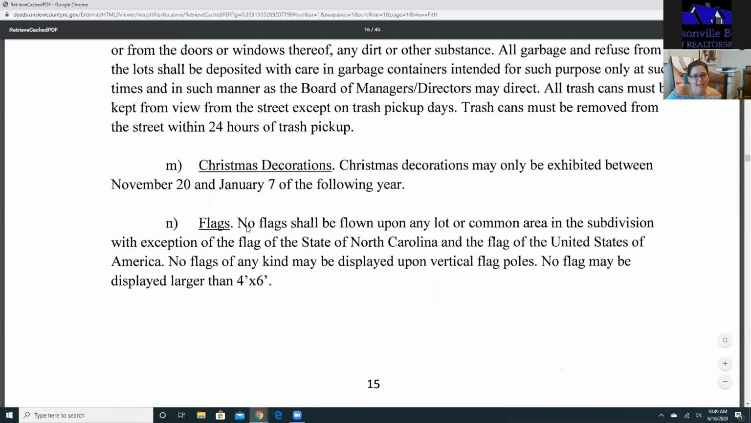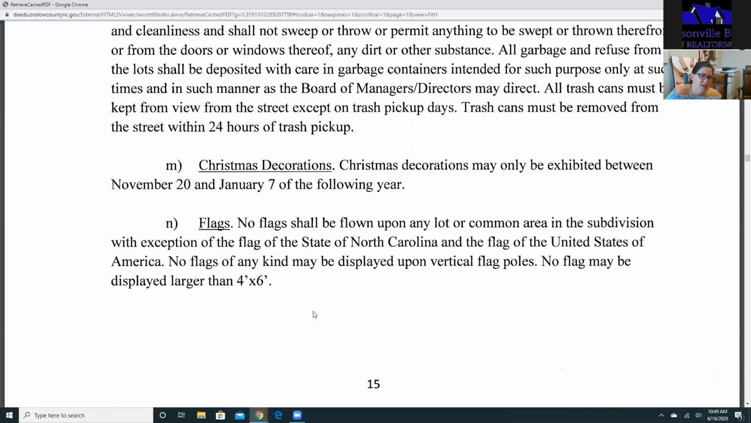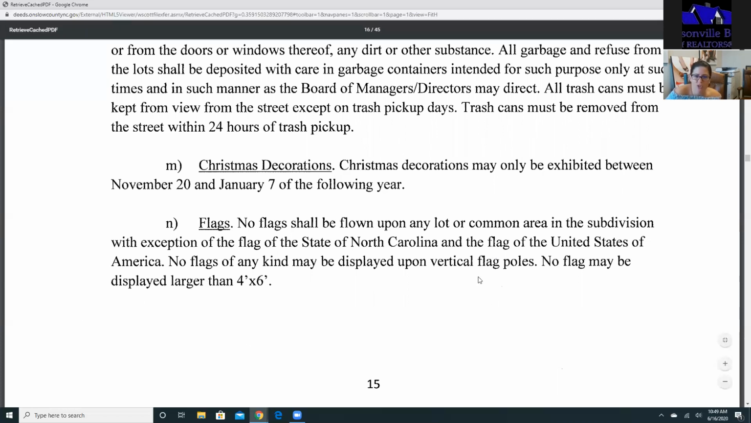Okay? Flags. No flag shall be flown upon any lot or common area with the exception of the state of North Carolina and the flag of the United States. What does that exclude that may be important to somebody who's right outside Stone Bay and Sneads Ferry Gate? They cannot fly a Marine Corps flag in this neighborhood. And no flags on a vertical flagpole. They can only be 4x6. Again, if you think that will be a problem for your people, you need to draw their attention to this.